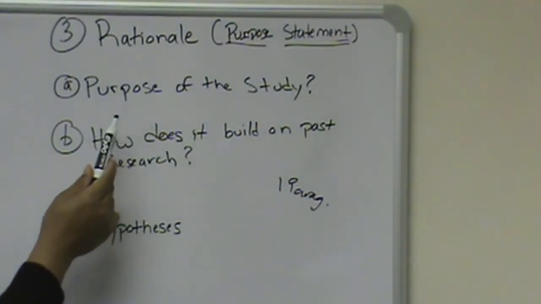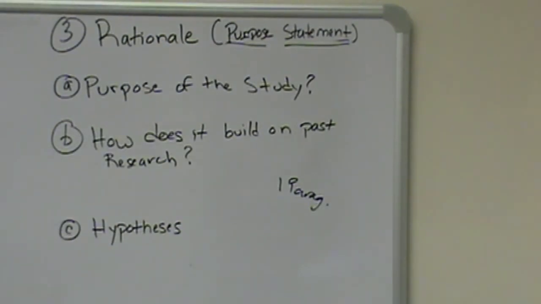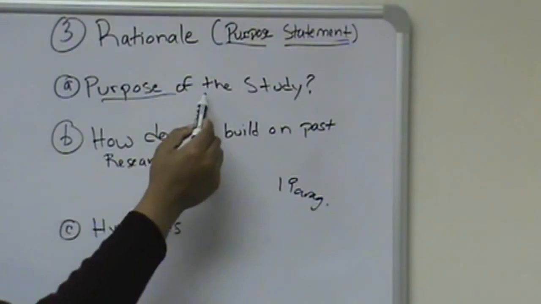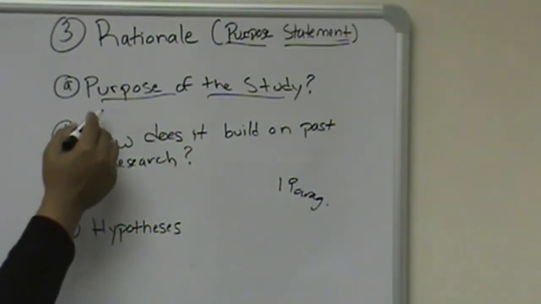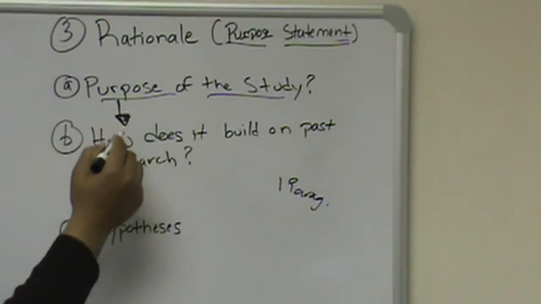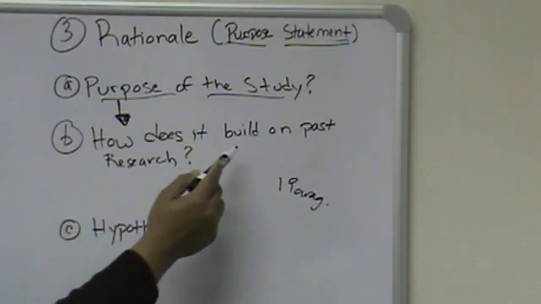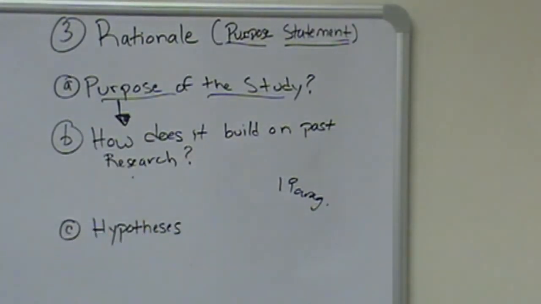You want to kind of wrap your head around answering these questions as you write this section. What is the purpose of the study? Well, that's kind of a hard thing to answer sometimes. So let's look at how do we do that in relation to this first one. How does it build on past research? So how does your study build on the research that already exists?